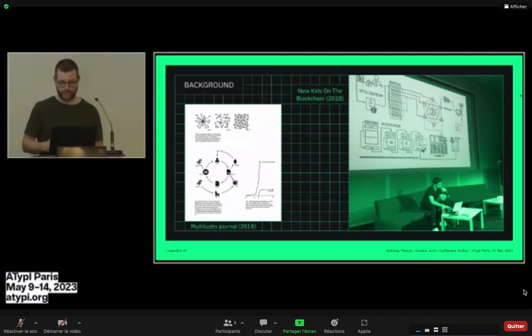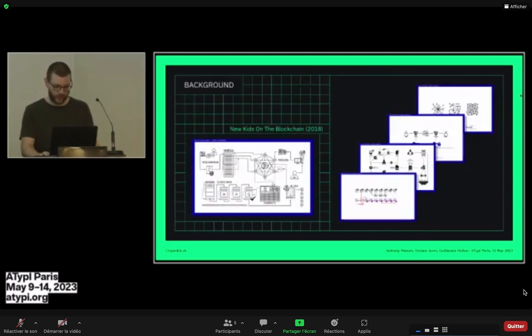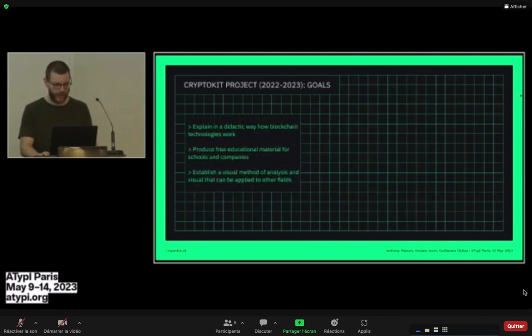We were stuck with these issues with Guillaume five years ago when we were giving lectures, for example here at the Gaîté Lyrique, or writing research papers like for Multitude. So we had to do our own diagrams because we were not able to find good ones online. Here are other examples. So the goal of the CryptoKit project, some years after these examples, was to explain in a didactic way how blockchain actually works, to produce free educational material for schools and companies, and to establish a visual method of analysis that can be applied to other fields.